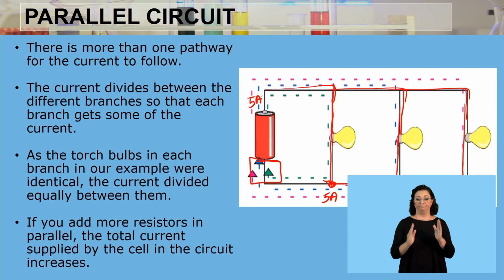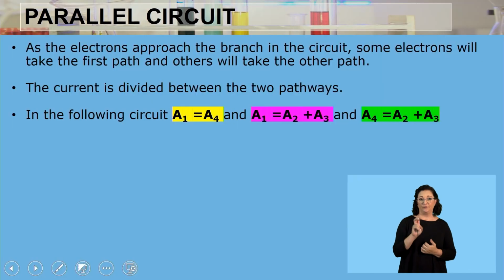We are then saying again, if we add more resistors in parallel, the total current supplied by the cell in the circuit is going to be increasing because of the relationship between the resistance and the current. So, as electrons approach the branch in the circuit, some electrons will take the first path, as we have said, and the others will take the other path.